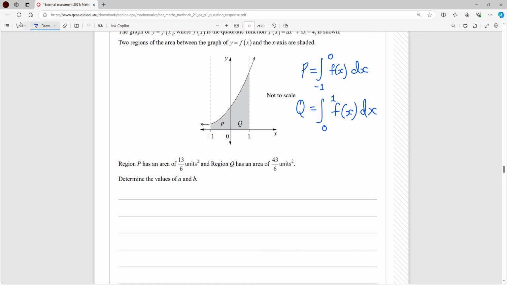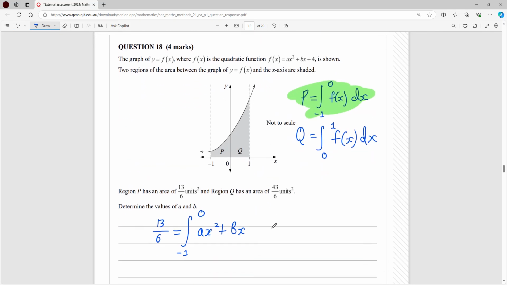So here, this first one can be rewritten like so. Region P, that's 13 on 6, and then we just have the integral from -1 to 0 of ax squared plus bx plus 4. I'm writing my b's as capitals because otherwise they look like 6's. Anyway, that's that first bit there. Hopefully you can see where I've slotted those in.